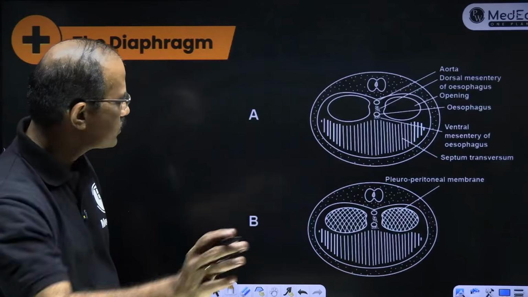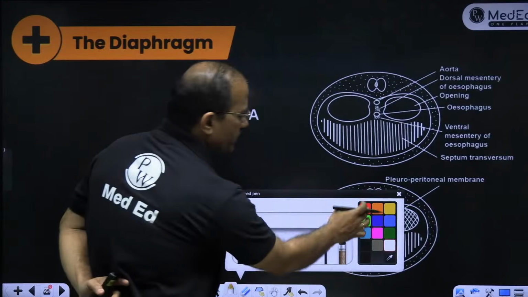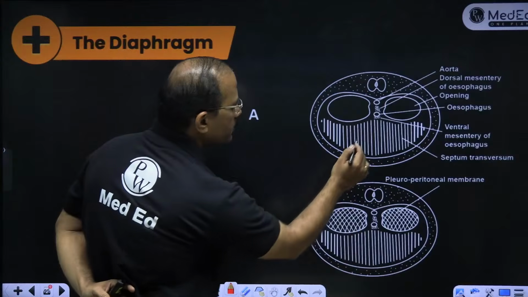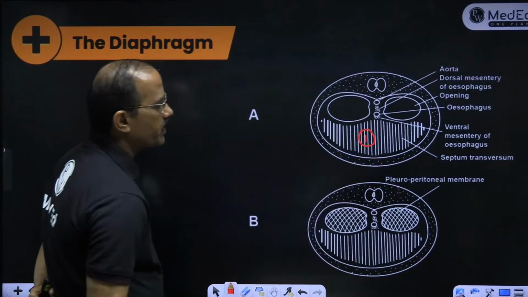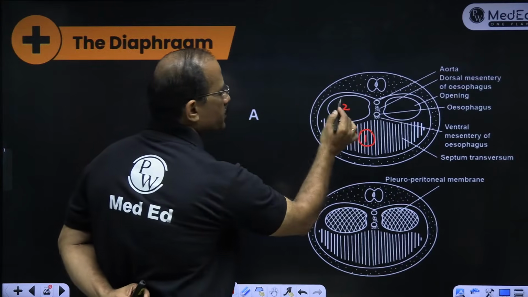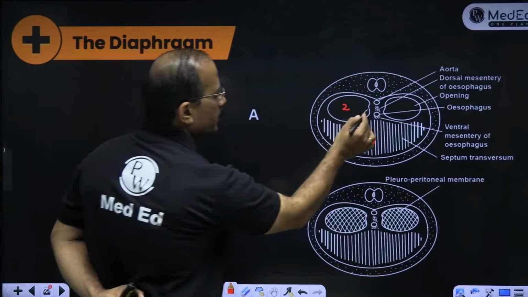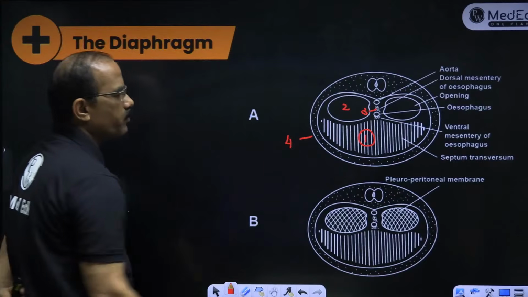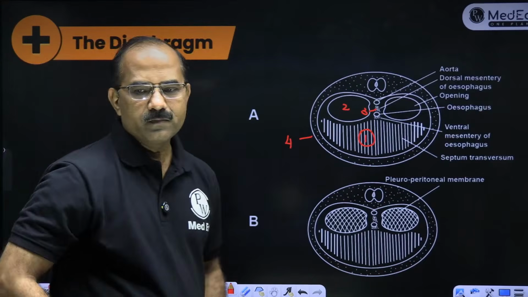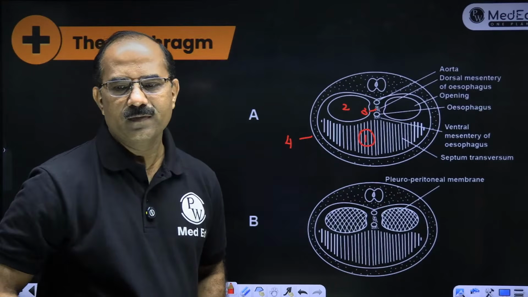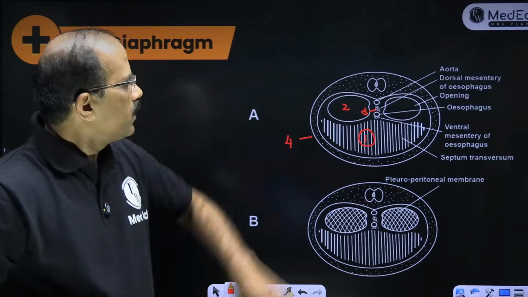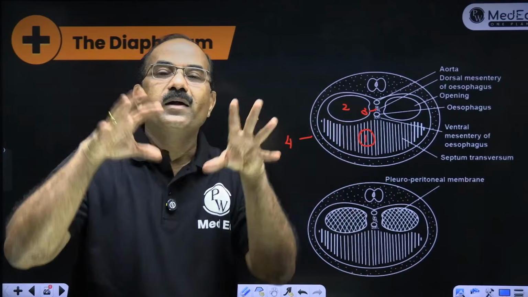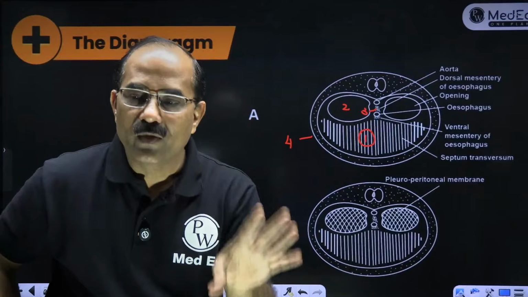I must be having a good slide. Look at this. So quickly you tell me, what is this part? This is the septum transversum. This is the pleuroperitoneal membrane. This is the dorsal mesentery of esophagus, and this is the body wall. Muscles of the diaphragm are derived from cervical myotomes.